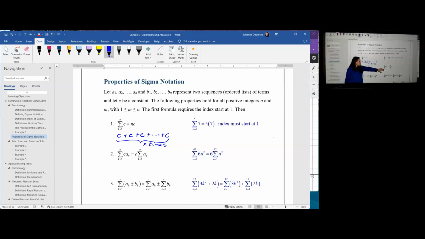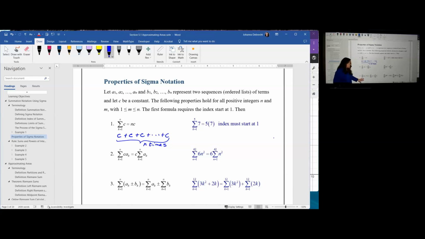For example, if we look at the sum from n equal 1 to 42 of 6 times n squared, the 6 will be multiplied by every term 42 times. So we can factor the 6 out and then compute the summation from n equal 1 to 42 of n squared and multiply the result by 6.